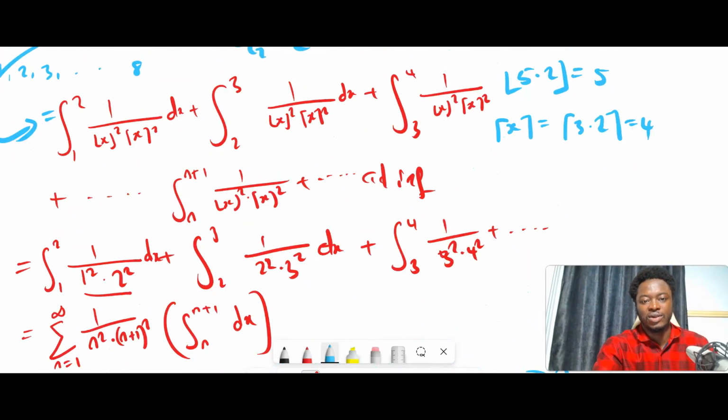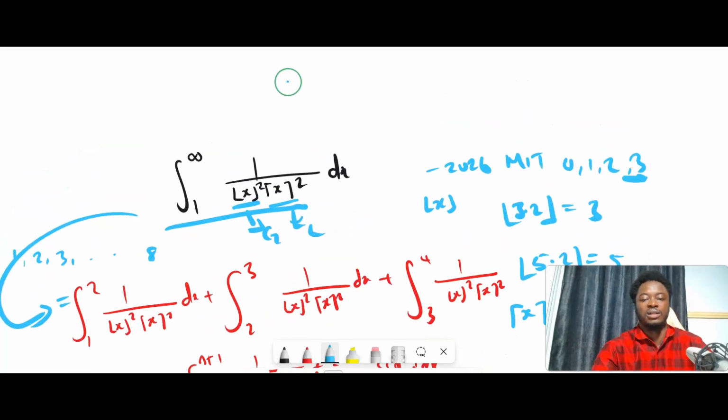The integral equals pi squared over 3 minus 3. So that is equal to pi squared over 3 minus 3.